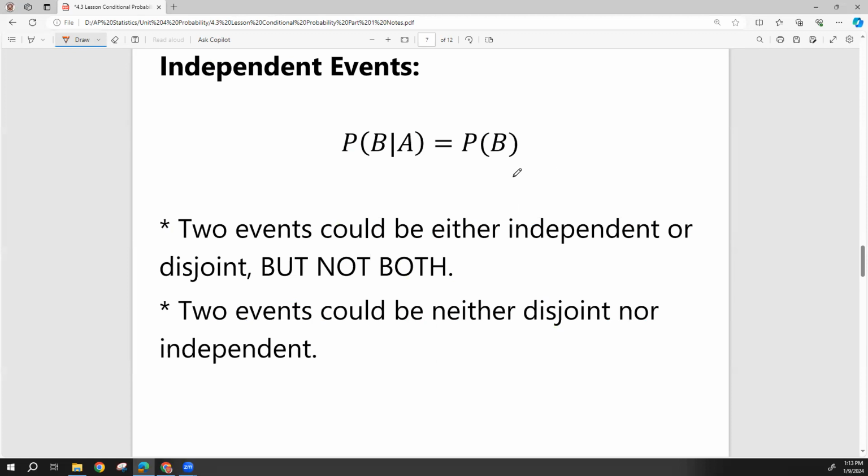But sometimes those things are not so clear, and we can use conditional probability to decide if those things are independent. And just a couple notes here about being disjoint and being independent. You can be one or the other, but you cannot be both. And it is possible to be neither of those two things, meaning the two events have some overlap and they are not independent from each other.